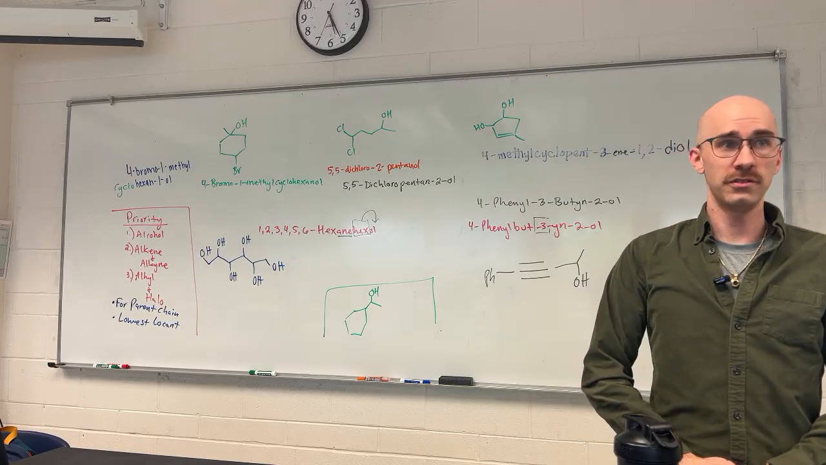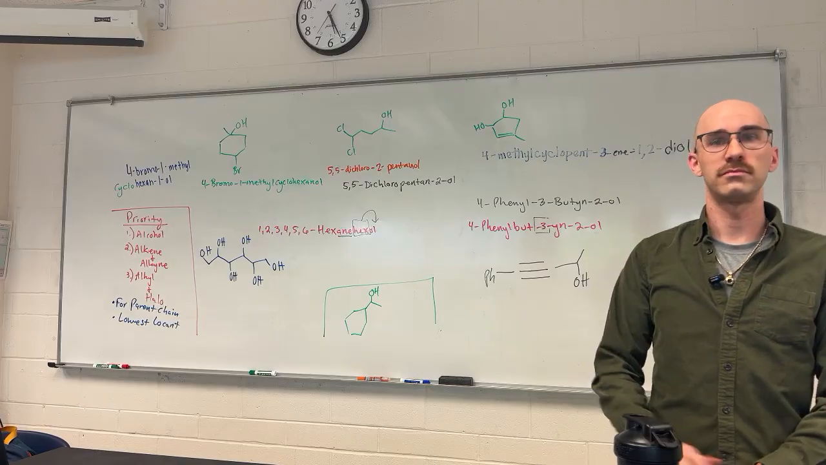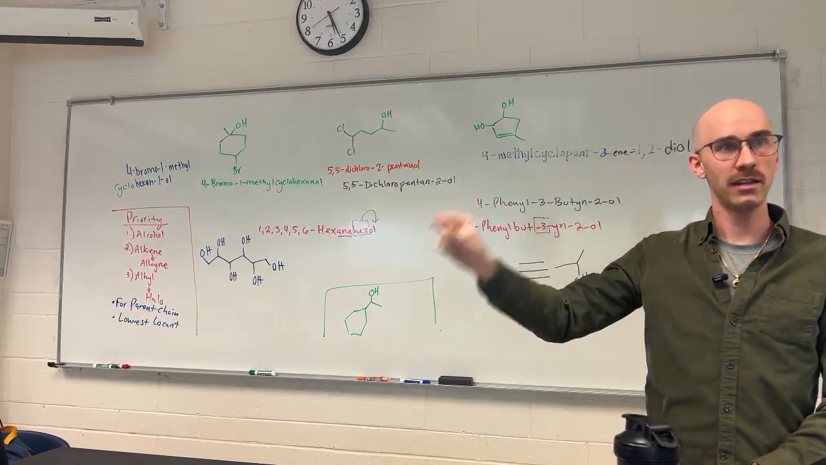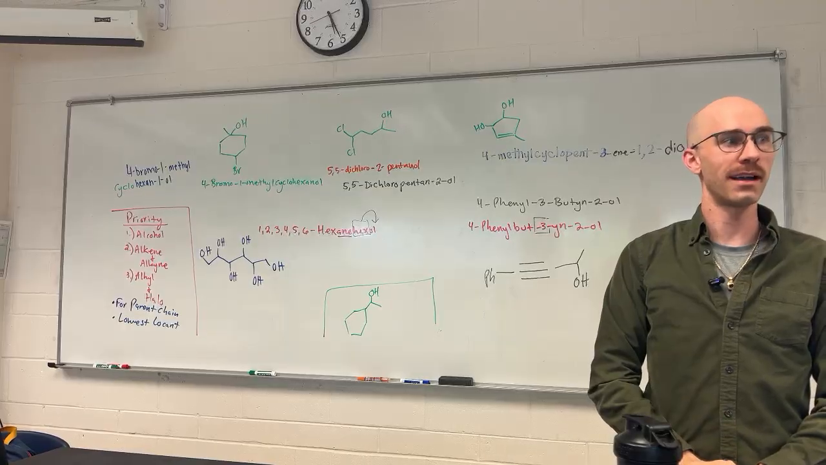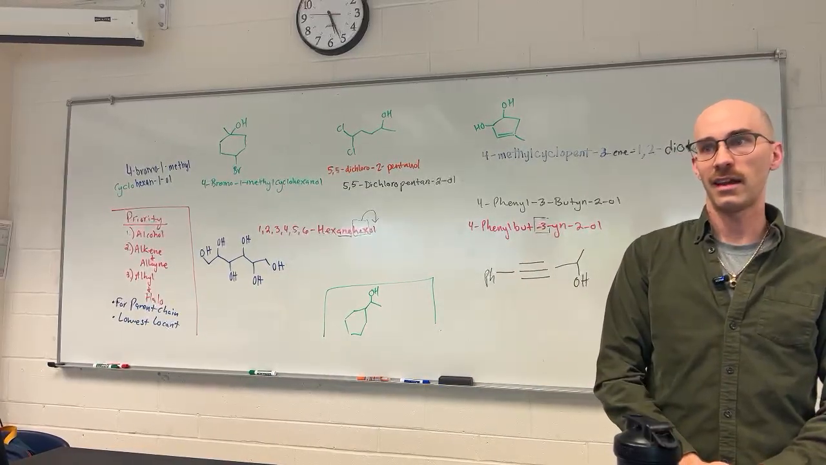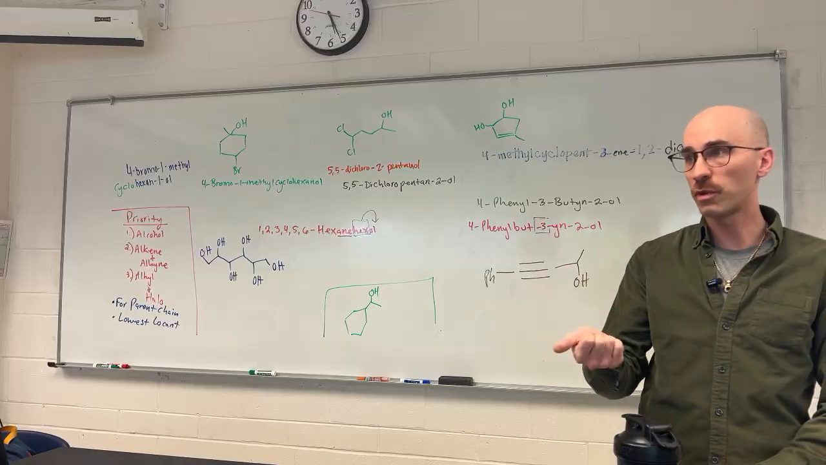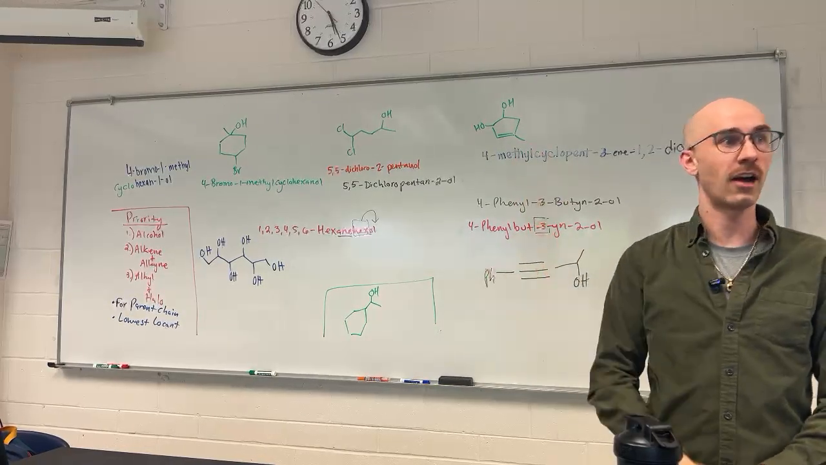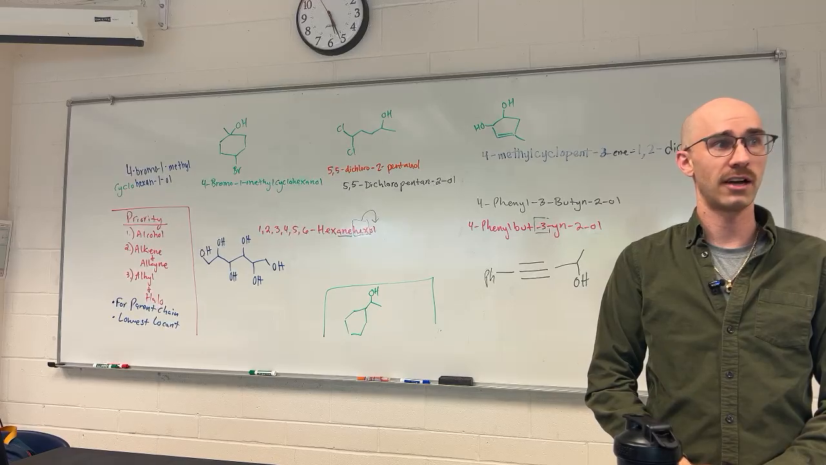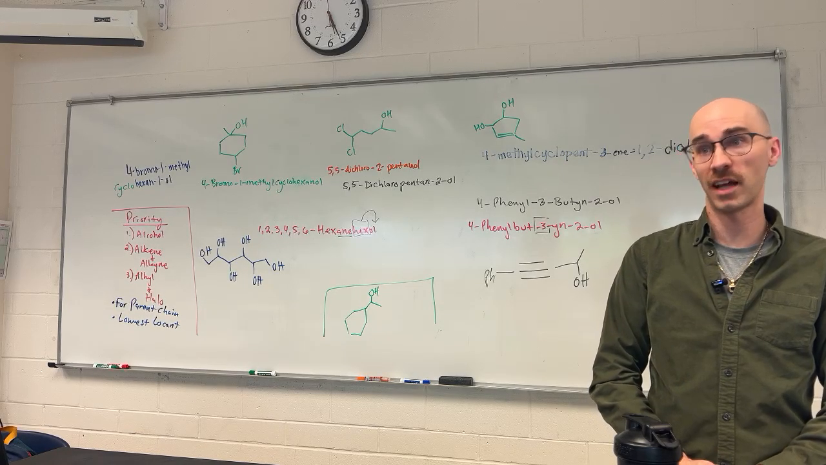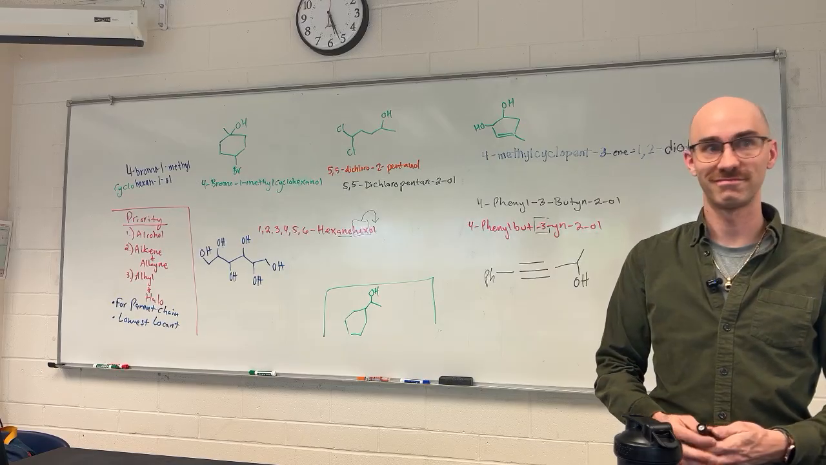So nomenclature. Think about the priority. Find the parent chain with that priority in mind. Establish a locant set with that priority in mind. And make sure that you list multipliers and locants. Make sure that your names are listed alphabetically. How do you guys feel on nomenclature? Better than other topics? Good.